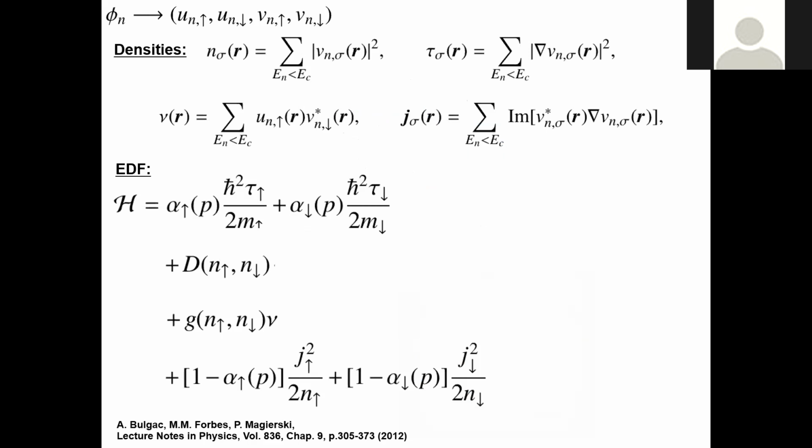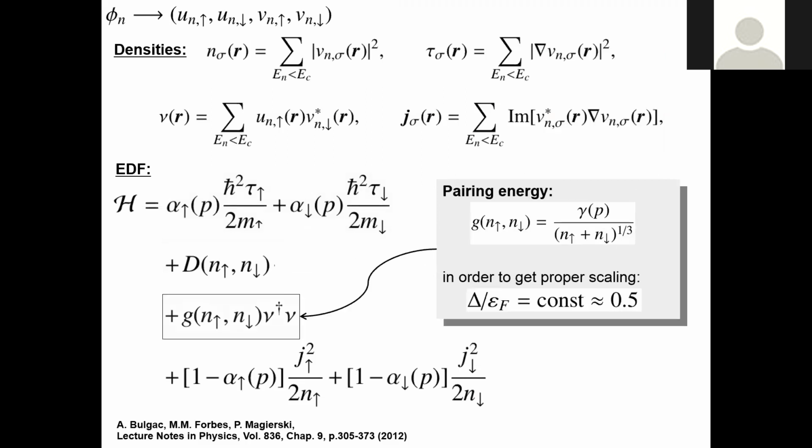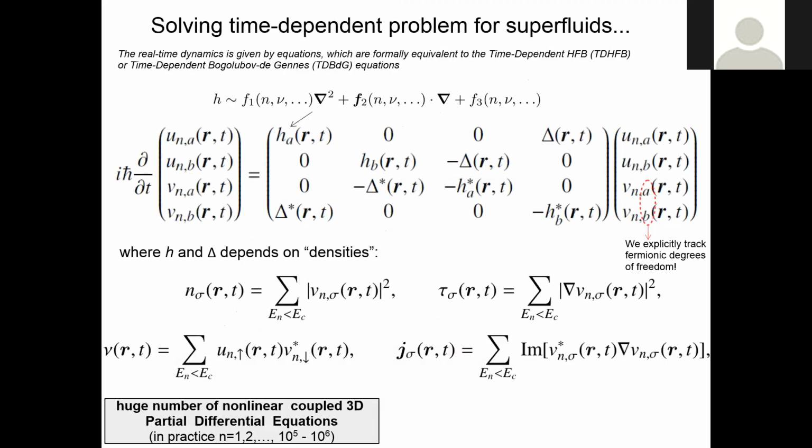And we would like to use the density functional that was used for various purposes for the unitary Fermi gas. So it contains the kinetic term, which depends on the polarization, also the effective masses depend on polarization, and the normal interaction energy and pairing energy, and in order to restore Galilean invariance, you have to add the currents. Okay, so this is quite a complicated system to solve, so we have to use supercomputers. It's about 100,000 or up to a million equations that we have to solve.